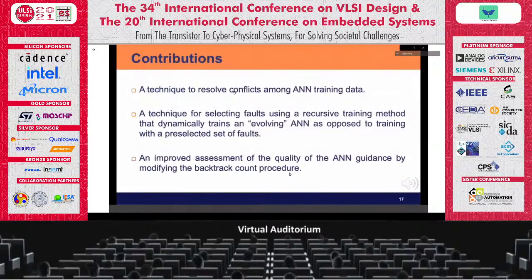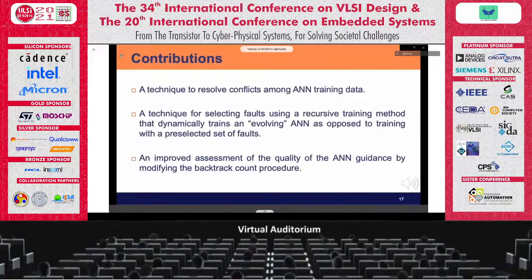The contributions of this study are listed. Firstly, a technique to resolve conflicts among ANN training data. The main benefit of conflict resolution is improved ANN accuracy, as evident from the reduction in the mean square error during training. Secondly, a training technique for selecting faults using a recursive training method that dynamically trains an evolving ANN, as opposed to training with a pre-selected set of faults. ATPG data from a fault is retained only if the trained ANN guidance continues to further reduce backtracks over those from conventional heuristics, that is distance and curve.